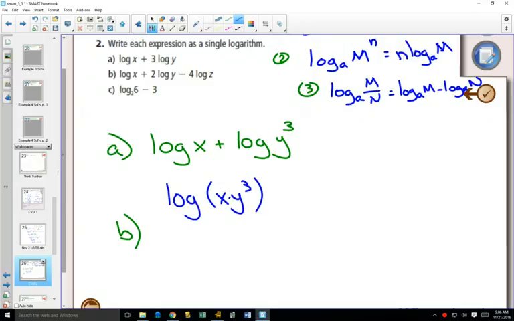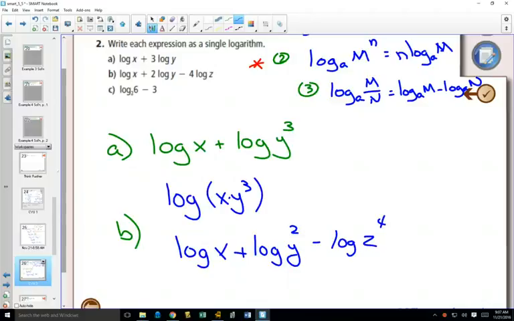So we're going to notice that when we want to combine things as a single log, we will always be looking at the power law first. If there's any numbers in front, the first step that we're going to do is put those inside the log as an exponent. So in this one, do we have numbers in front? Sure, we do. So our first step is we're going to put that 2 in as an exponent, and we're going to put that 4 in as an exponent.